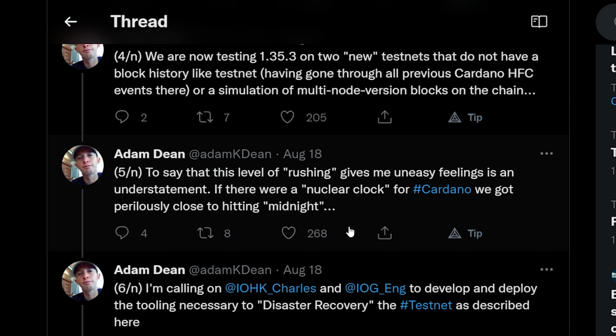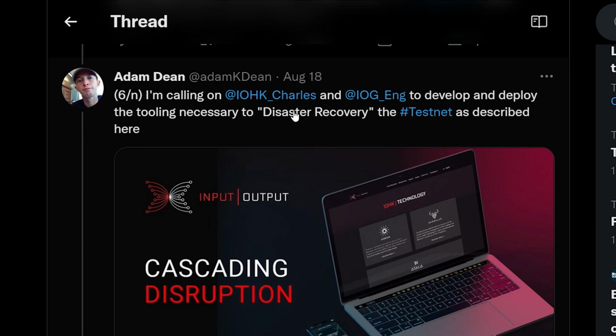To say that this level of rushing gives me uneasy feelings is an understatement. If there were a nuclear clock for Cardano, we're perilously close to hitting midnight. I'm calling on Charles and IOG Engineering to deploy the tooling necessary to disaster recover the testnet as described here.